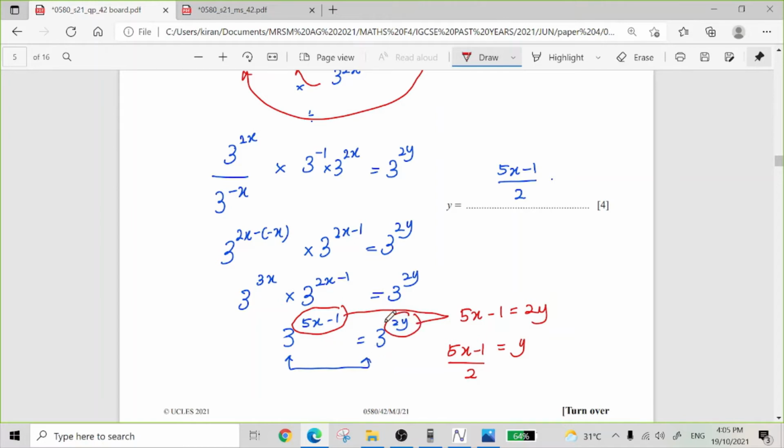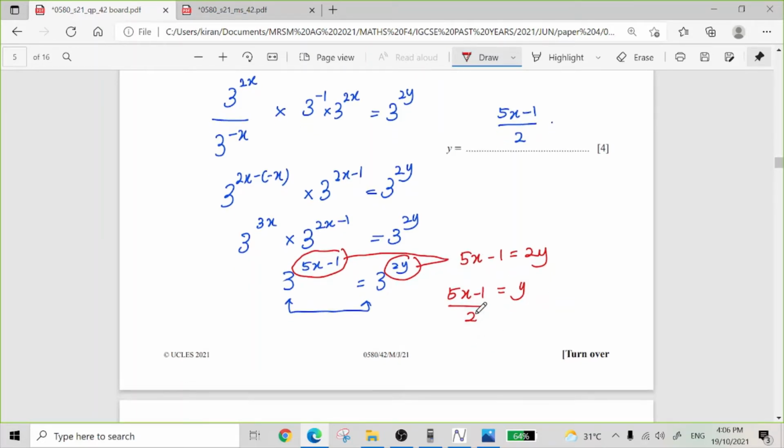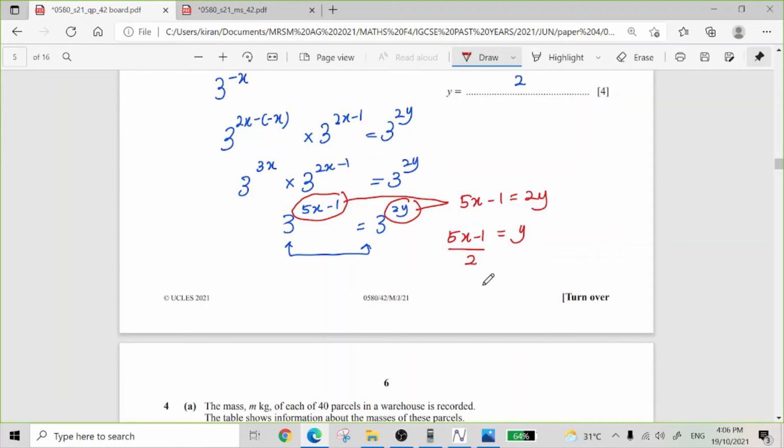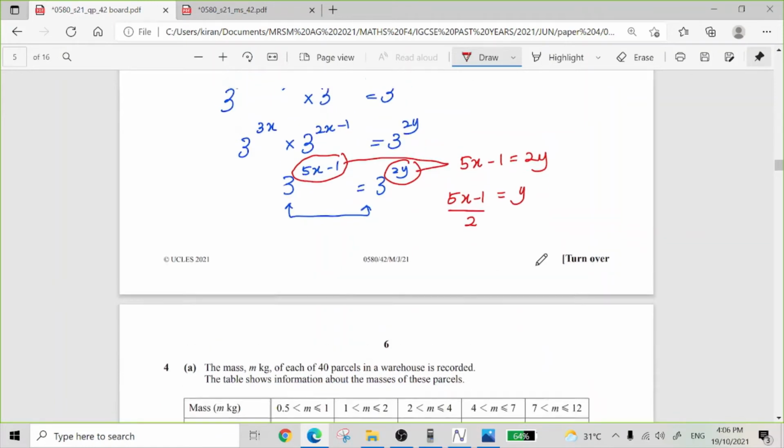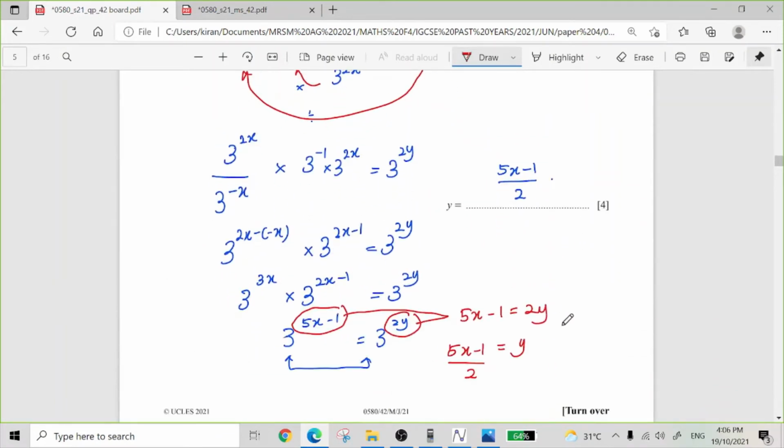Okay, bila dah dapat dalam bentuk single power of 3, then kita ambil power dia lah. Jadi 5x minus 1 equal to 2y, and then y equal to (5x minus 1) over 2. Okay, that is for question number 3.